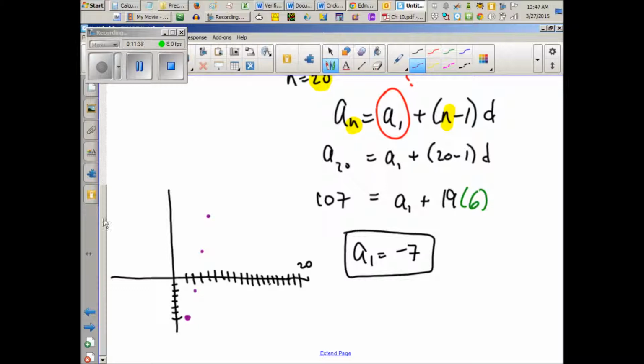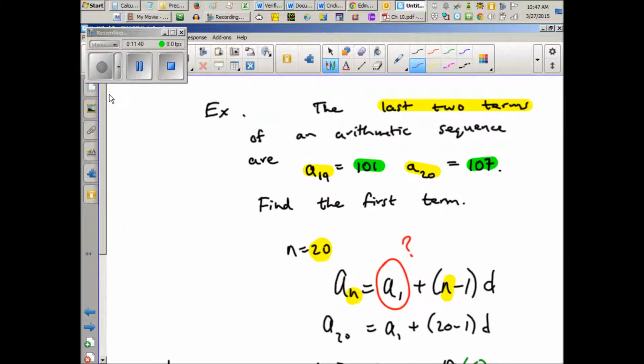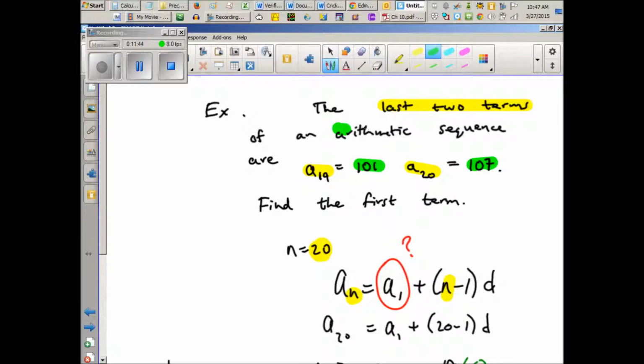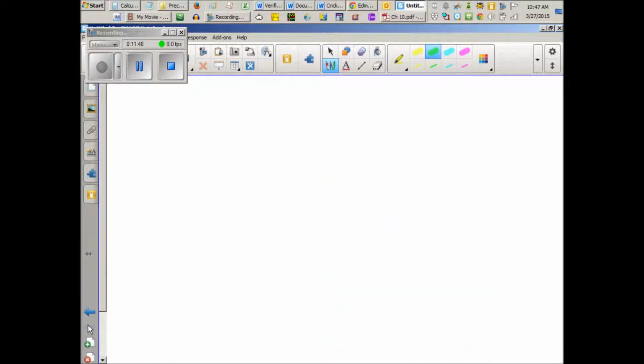Okay. Quick reminder, how did we know that the pattern was linear? It's given, right? It says it's arithmetic sequence, which means the first common difference is a constant, which means it's linear growth. Okay, let's try this one. This is a really hard one. Okay, harder one.